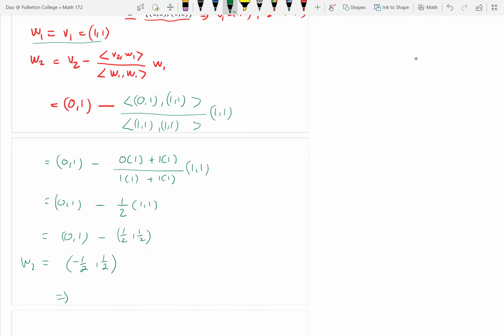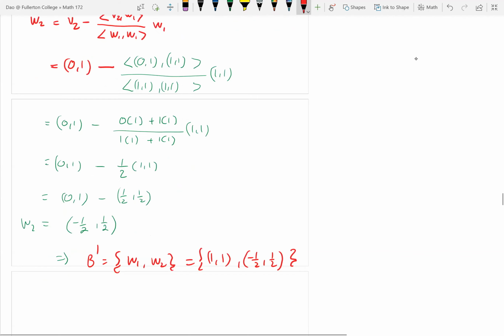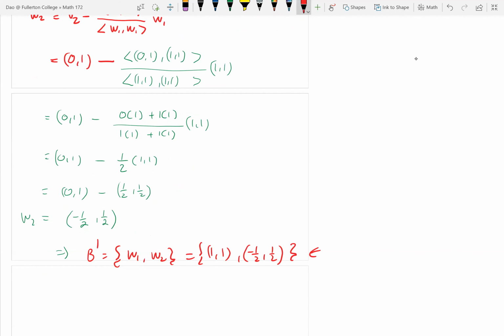That will be my B prime. B prime contains W1 and W2, which are (1,1) and (negative 1/2, 1/2). So that's my B prime, the orthogonal basis.